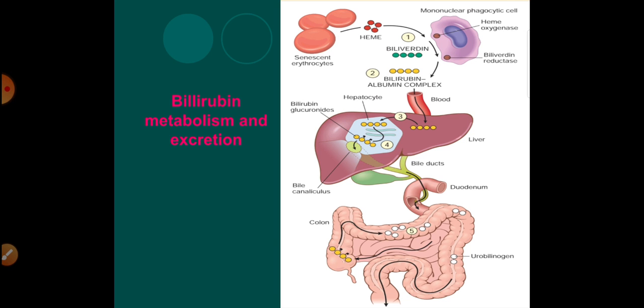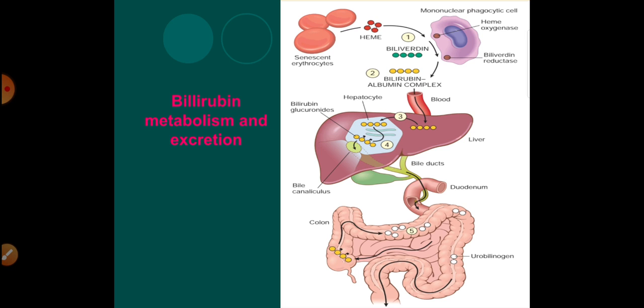So, diagrammatic presentation of the bilirubin metabolism. The senescent heme derived from the senescent red blood cells will be converted by the macrophages to bilirubin. The bilirubin formed by the macrophages will be released into circulation, where it will bind with the albumin and later on be taken up by the hepatocytes.